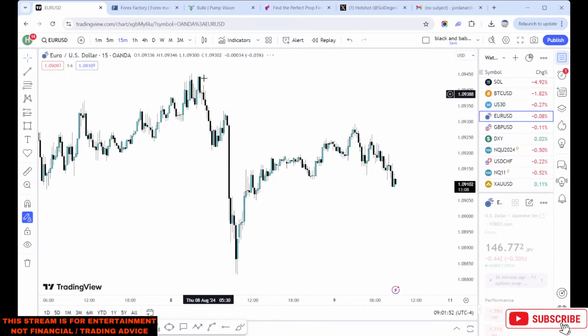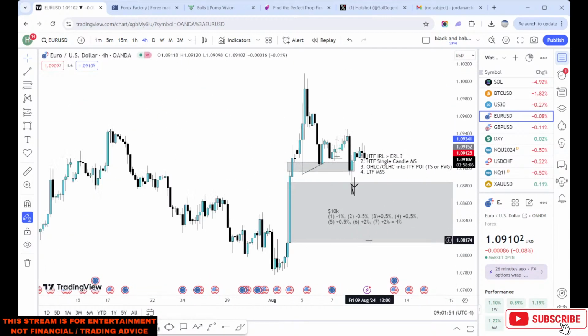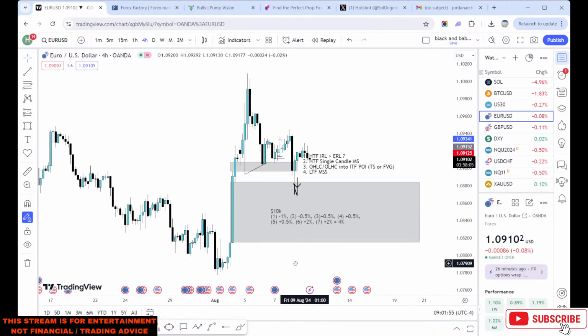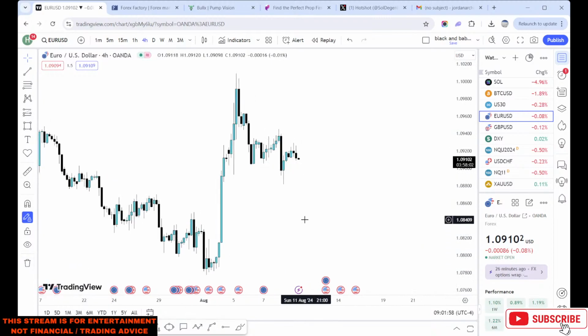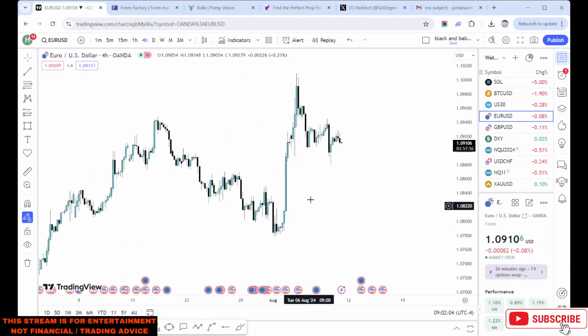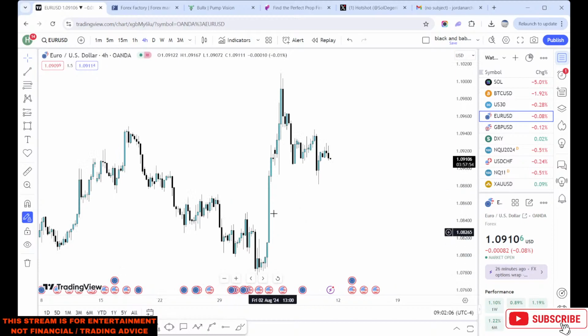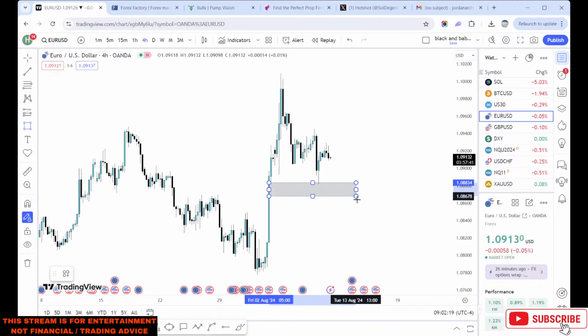Let's go look at Euro. Let's see what the Euro dollar is doing. I got a mess up here. Holy hell, let me delete everything. So expanded, took everything out. Tapped into the fair value gap here. Just barely though.